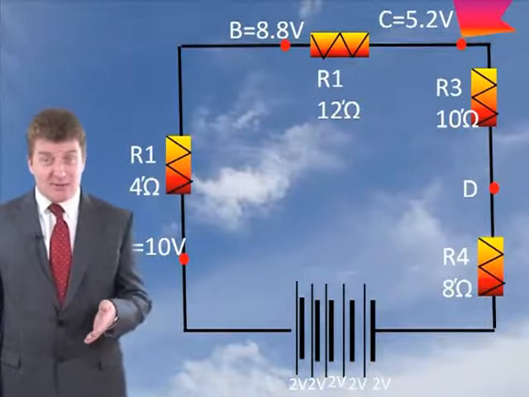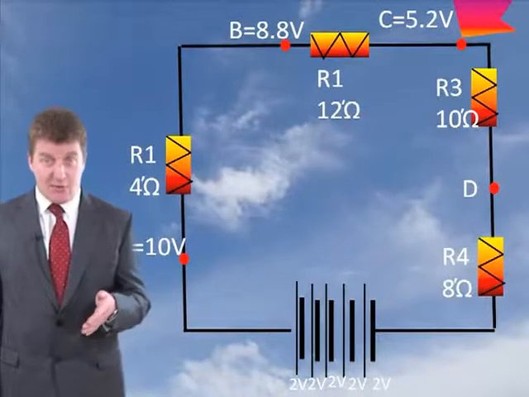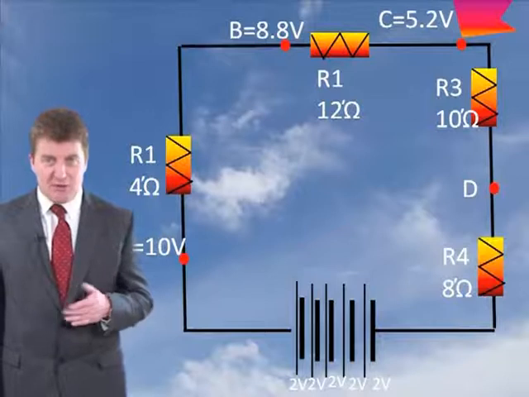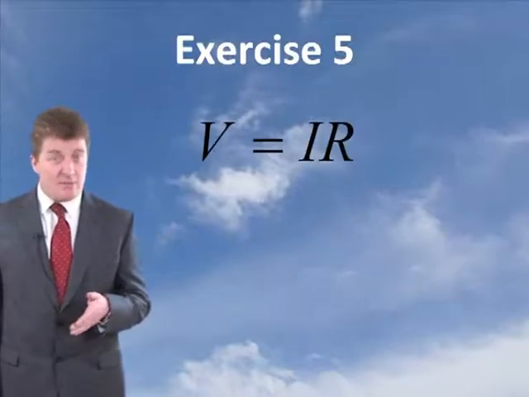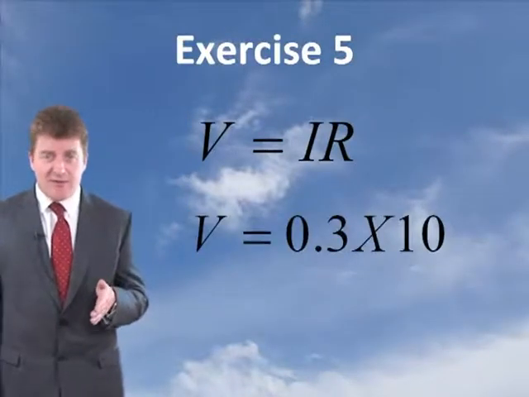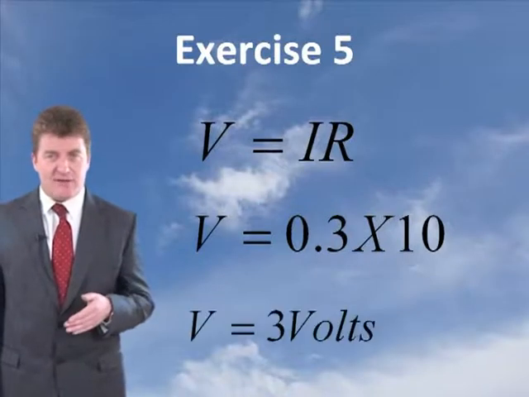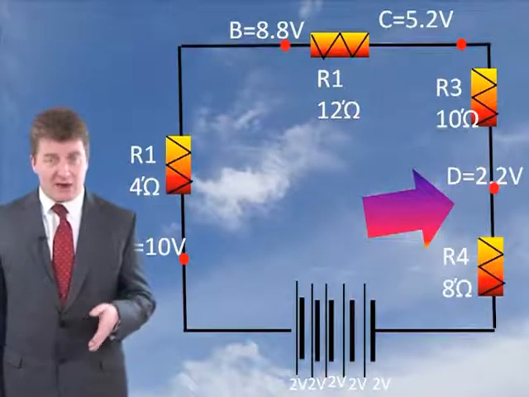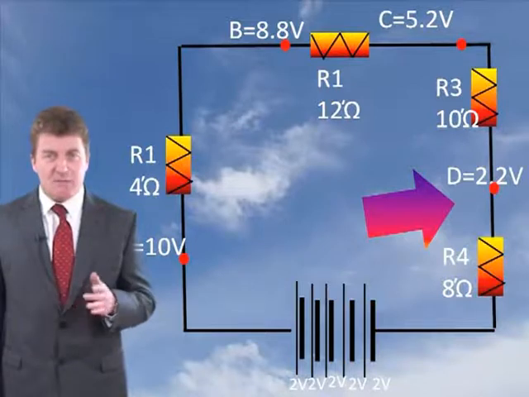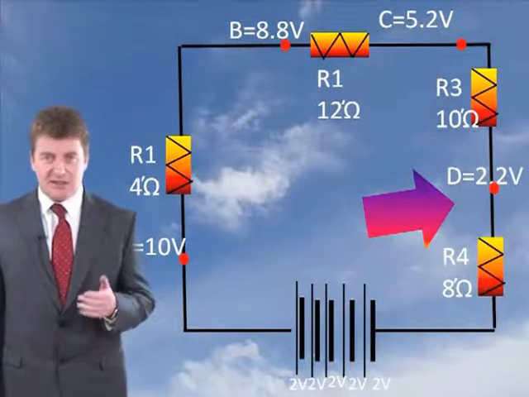Now we need to determine the voltage at point D. Again, we've got to determine the voltage drop through that resistor. We know the current, we know the resistance is 10 ohms, therefore it gives a voltage drop of 3 volts. For 5.2 minus 3, a reading there would be 2.2 volts. Do you understand? It's 2.2 volts.